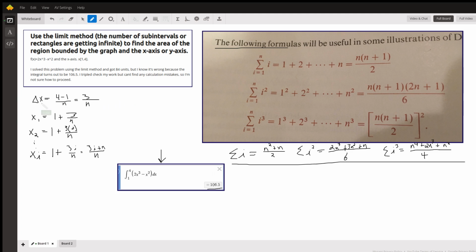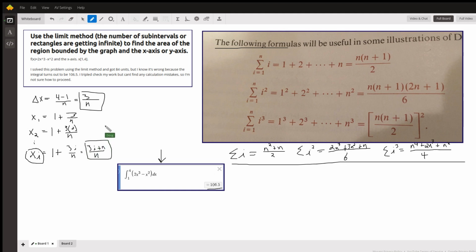Since the interval is from 1 to 4, the width of n equal subintervals, each one is (4 minus 1) over n, or 3 over n. I'm going to set this up with the right-hand endpoints. Might have been better to use left-hand endpoints, but I used right. So x sub 1 is 1 plus 1 width, and x sub 2 is 1 plus 2 widths. So x sub i is 1 plus 3i over n, or (3i plus n) all over n. Just got a common denominator.